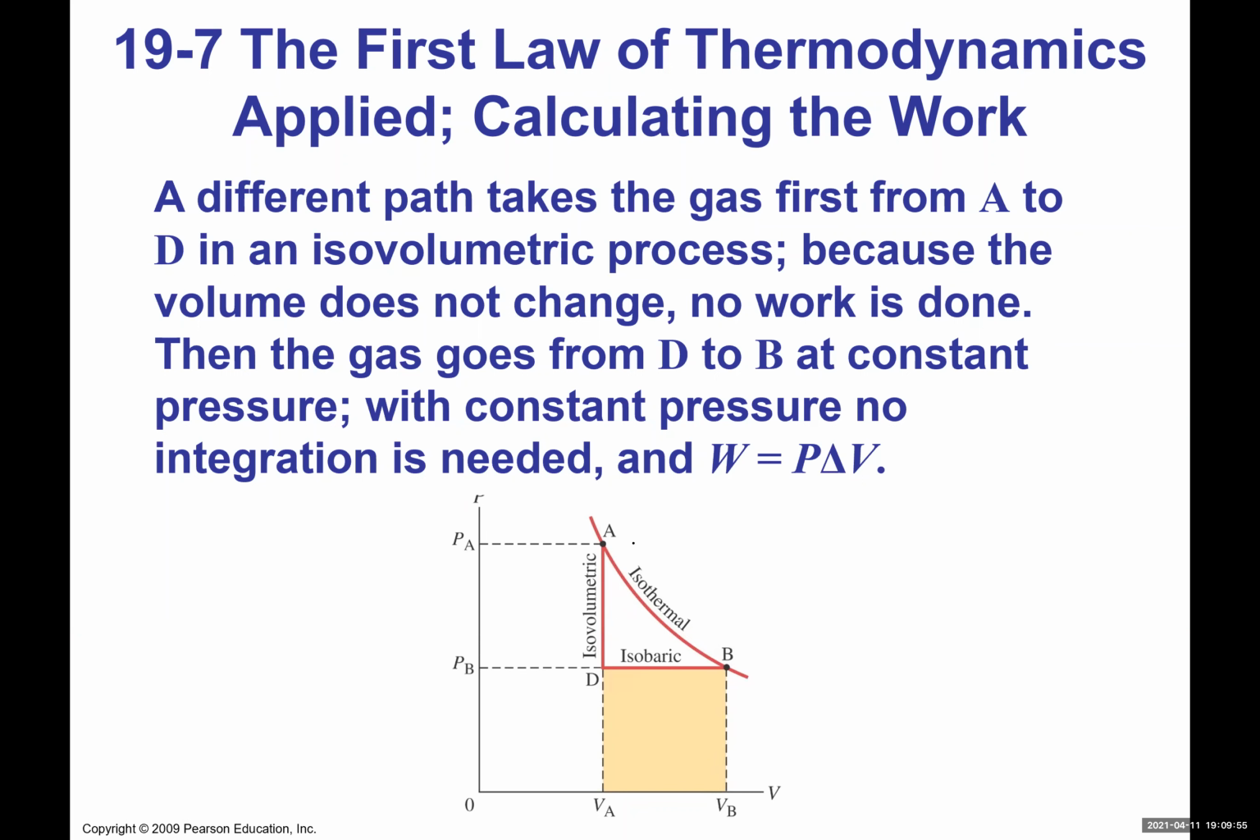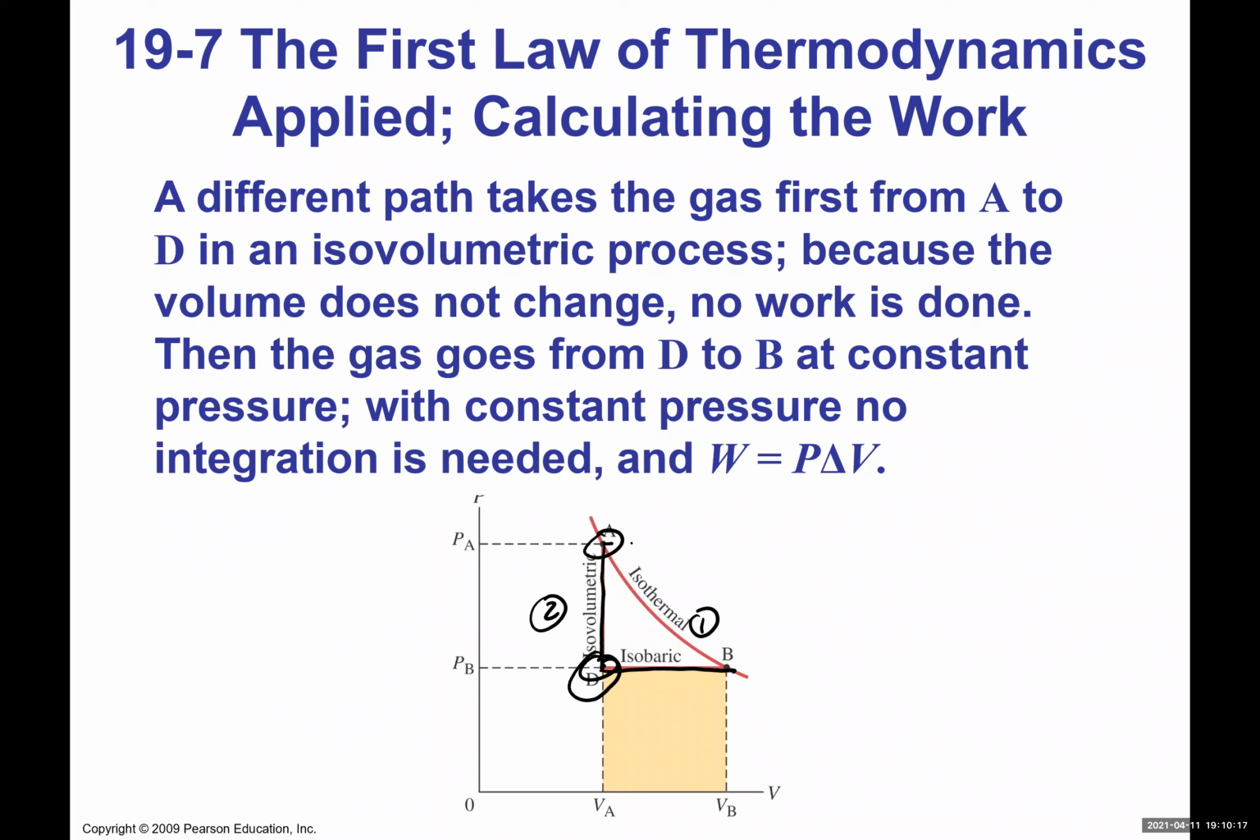And let's say one of the ways you can go here is from A to D, which is an isovolumetric process. And then from D, you can go to B, doing an isobaric process. Okay, so let's call this path 1, let's call this path 2.